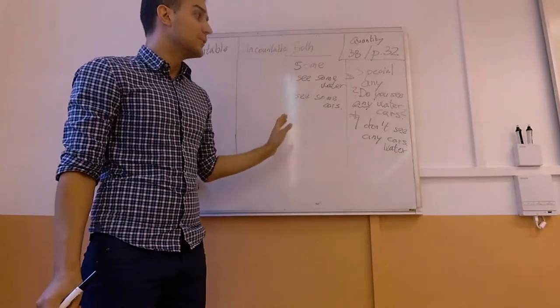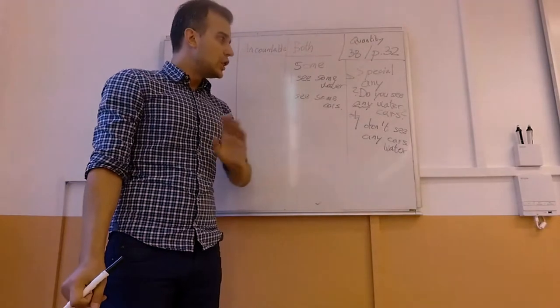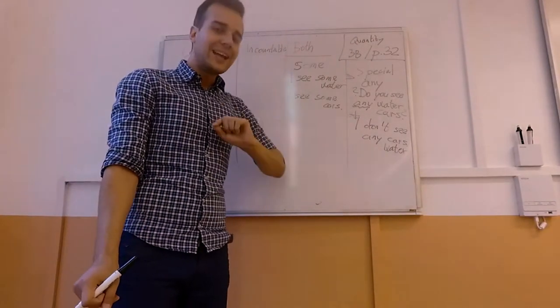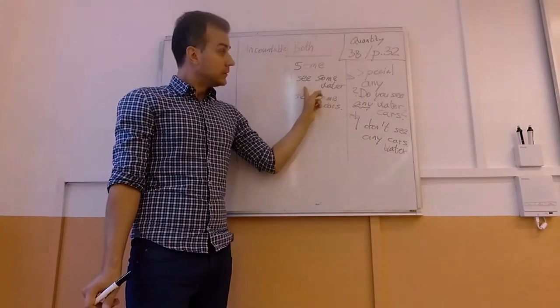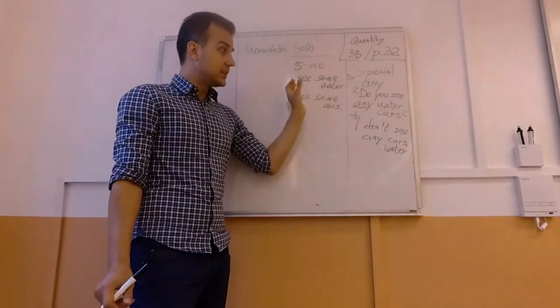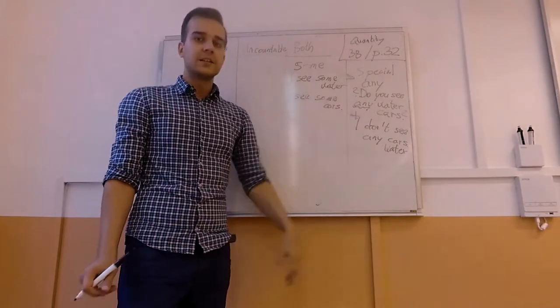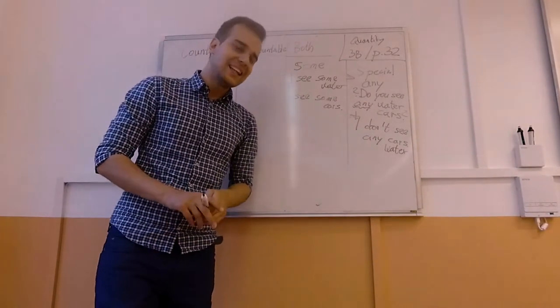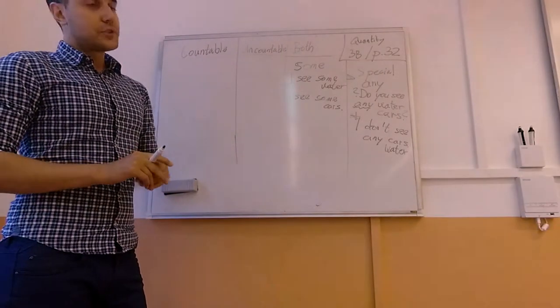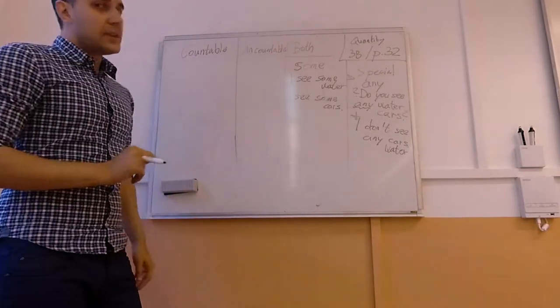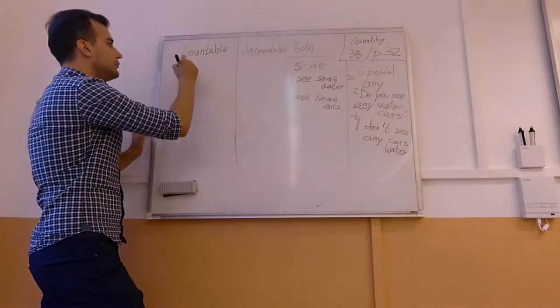I cannot ask you, do you see some water? No, you must say, do you see any water? And then you say, I see some water. Vidím nějakou vodu. That's good, that's positive. But if you want to use it in negative, then we say, I don't see any water. Nevidím žádnou vodu. Okay, so these are the first two. After that, we can use a few.